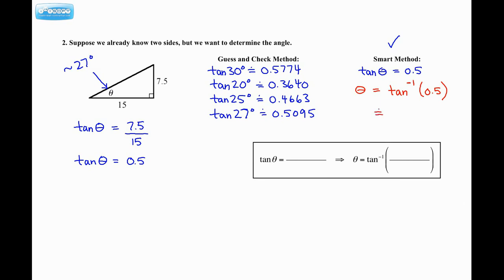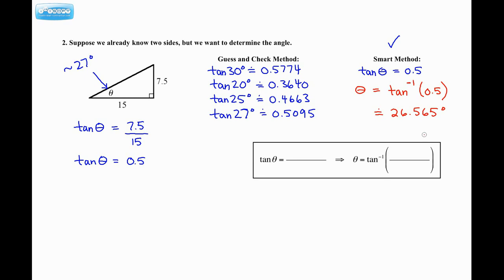So you'll have to use the shift or the second button. So I'm going to go shift tan. So now I'm using the little inverse tan. And I'm going to put in 0.5 equals, and look at that. It gives me 26.565 degrees. Okay? Of course it keeps going.